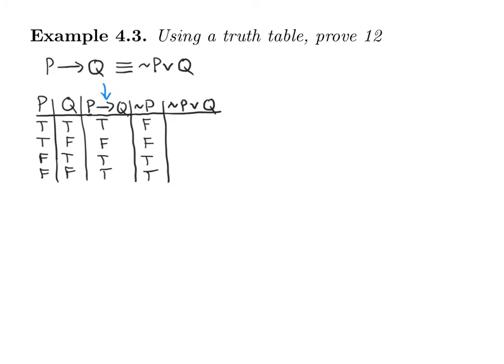So let's work that out. Well, remember, we need at least one of not P and Q to be true. So here's our not P, here's our Q. We have true, false. One of them's true, so this is true. Here we have false, false, so this is false. Here we have true, true. Here we have false, true. In both situations, at least one is true. So we have true for both of those rows.